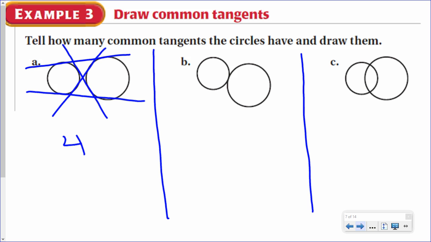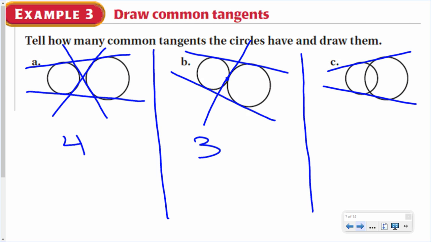Letter B is a little trickier, so the circles touch in the middle. You're going to have your outside 2, that's 1 and 2. And if they hit at a spot that's dead center, you draw the one that hits both of them. It's on the outsides of both, it just hits once, so that's going to be 3. Letter C is when they intersect. There are no diagonal ones, there's just the 2 on the outside. So that's a 1, that's a 2, that has 2 common tangents.